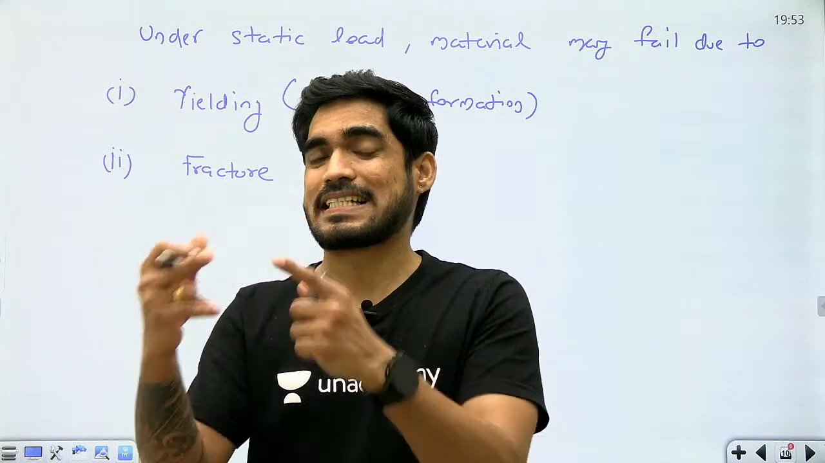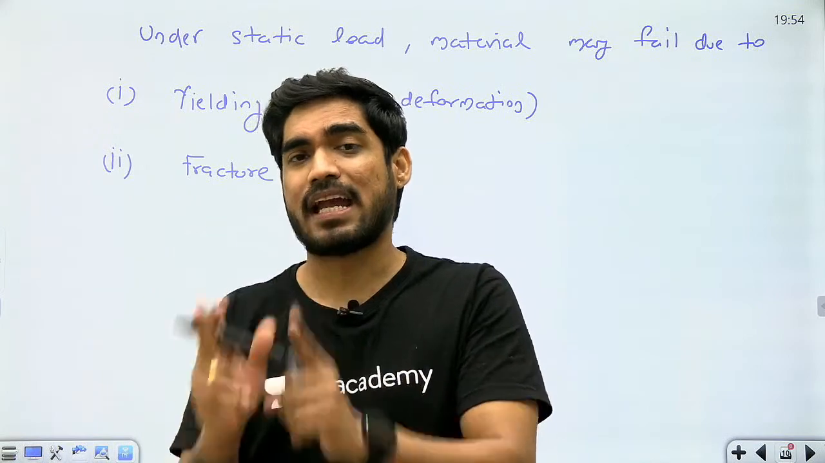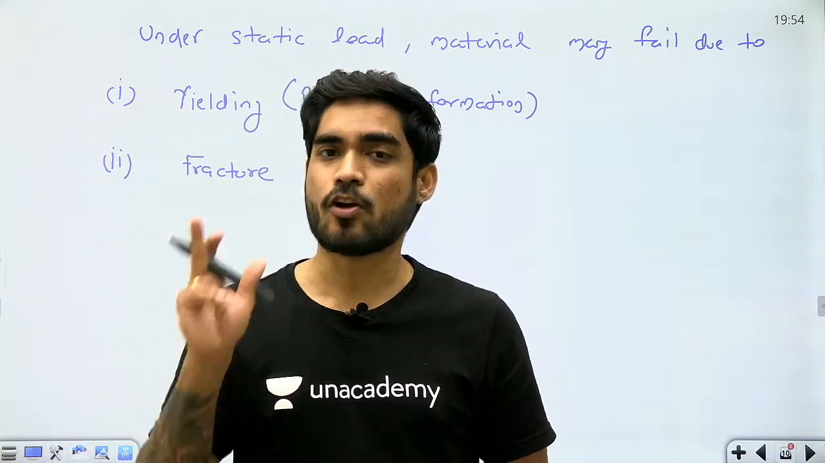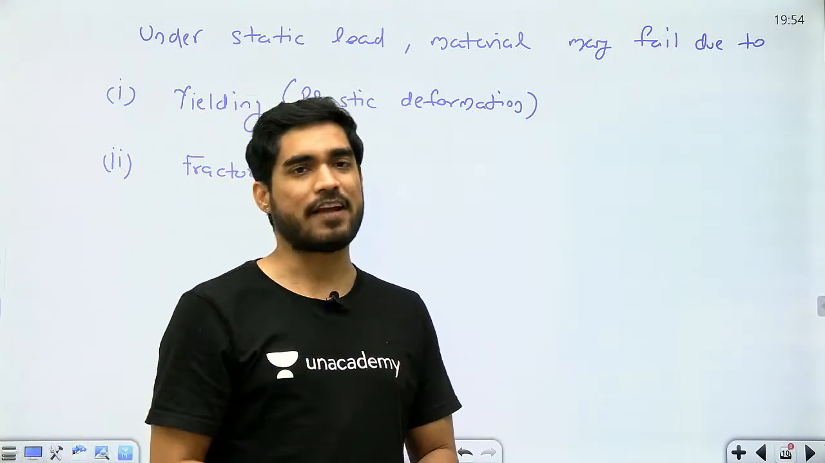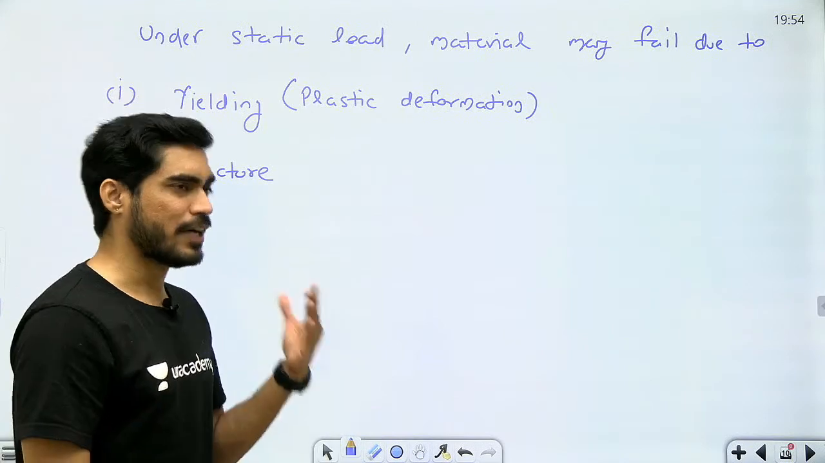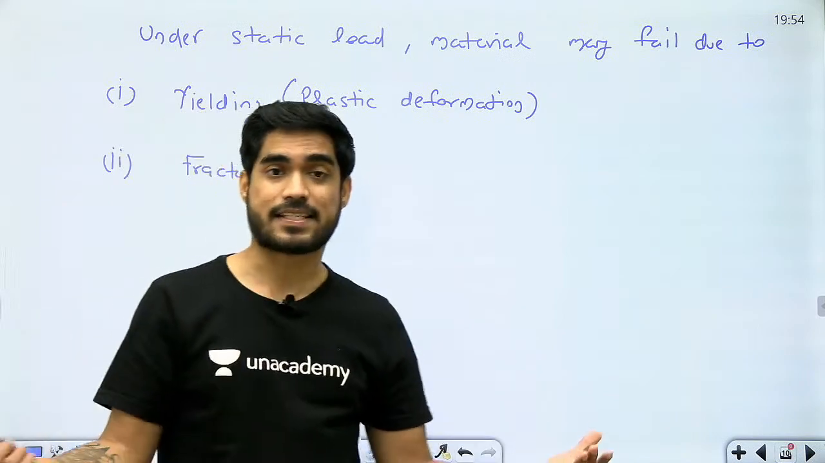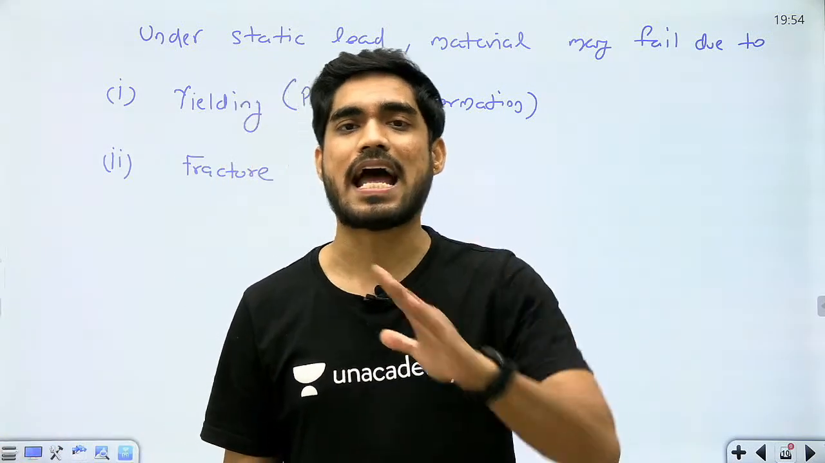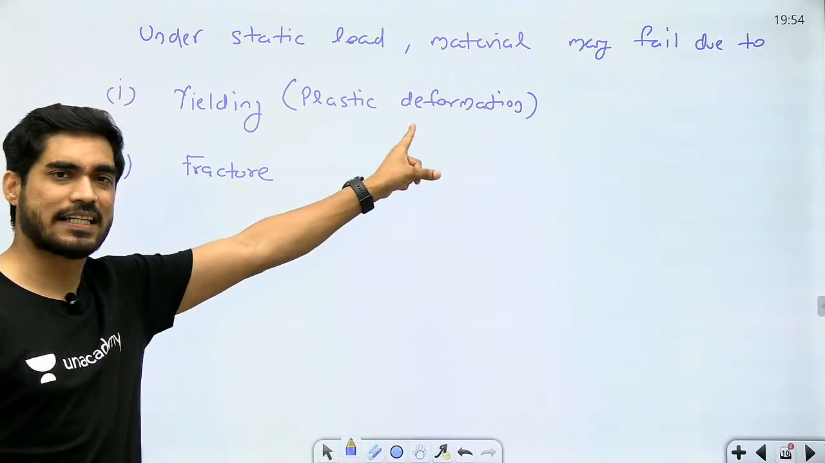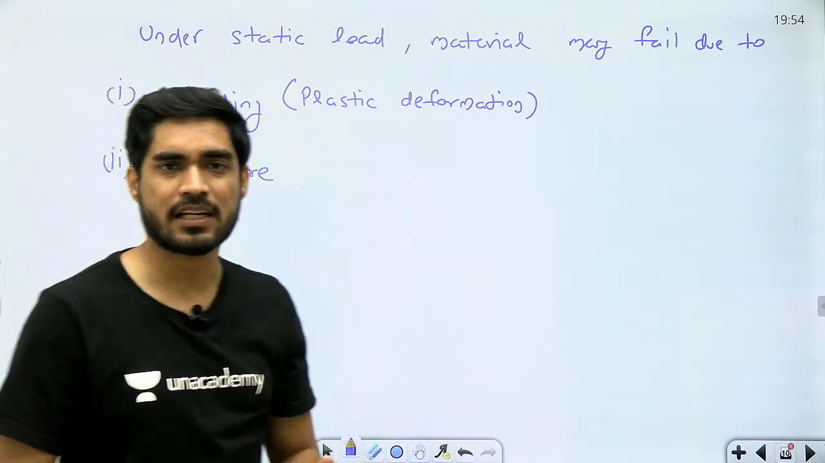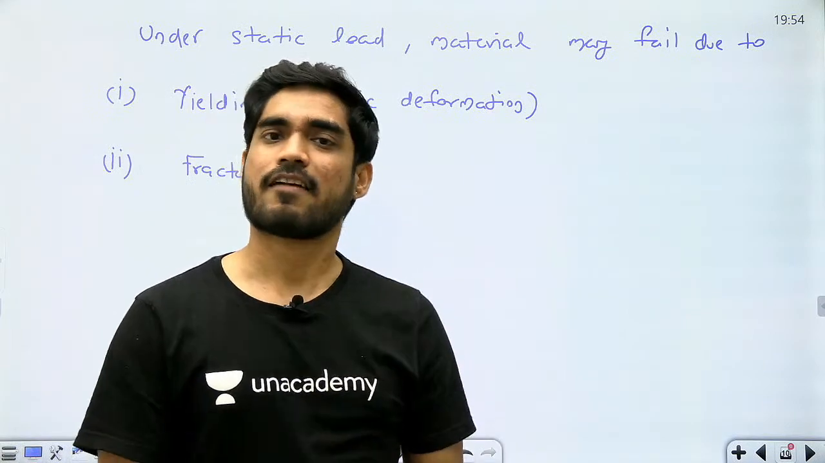Why? Because if it starts yielding, the shape and size will drastically change and it will not be able to function properly. It will not be able to do its work properly. That's why I will assume that it has failed. And in case of brittle material, if the material fractures, if the material breaks, then I will assume that the material has failed. Because in brittle material there is no yielding. Yielding only occurs in ductile material. In brittle material there is no yielding. So beta, if the brittle material fractures, then I will assume that the material has failed.